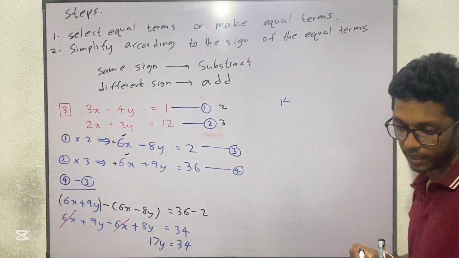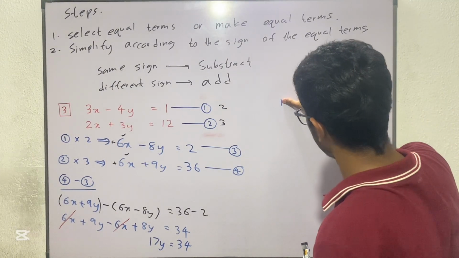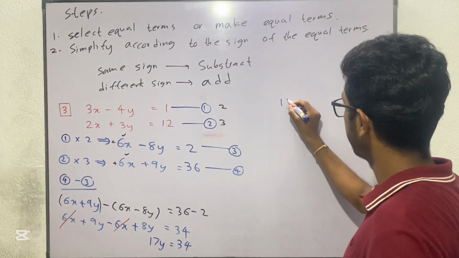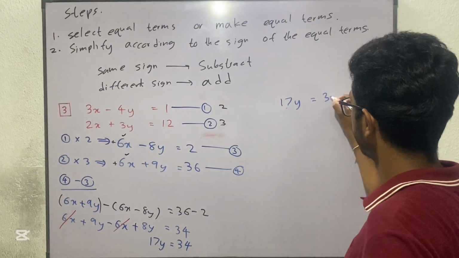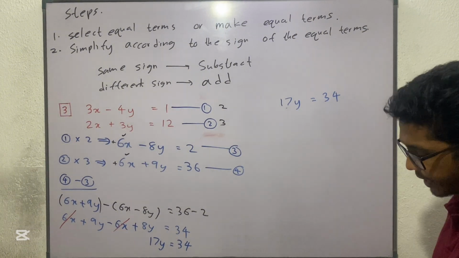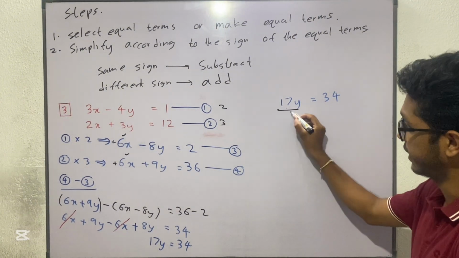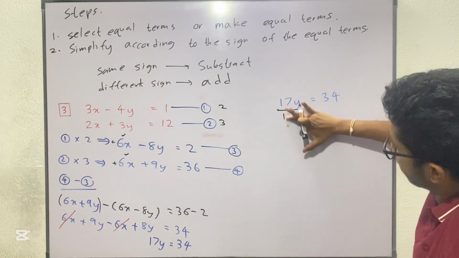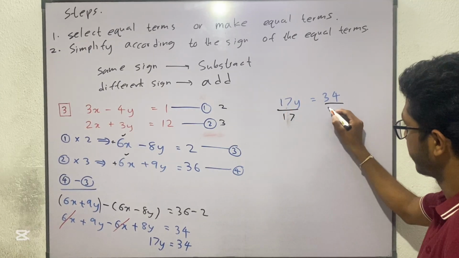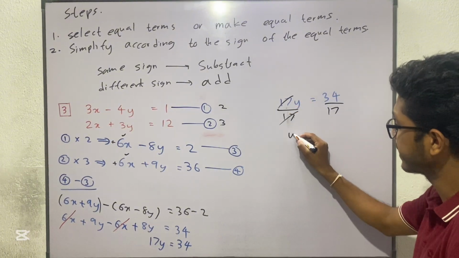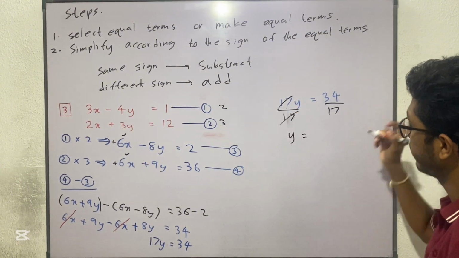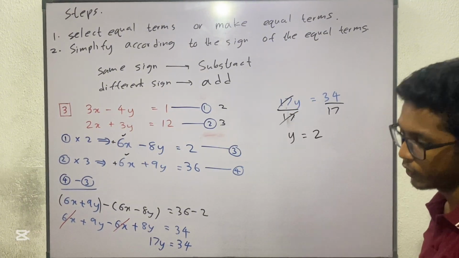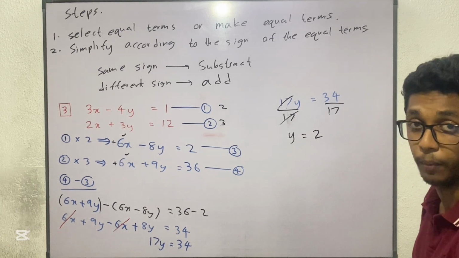17y is equal to 34. How can I solve for y? I have to divide both sides by 17. This side by 17, and the right hand side also by 17. 17 gets cancelled. y equals 34 divided by 17. We get 2. So the y value is equal to 2.